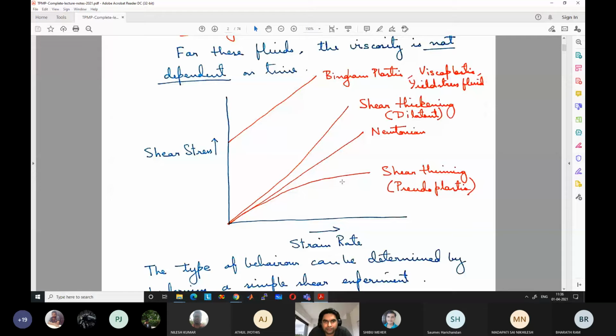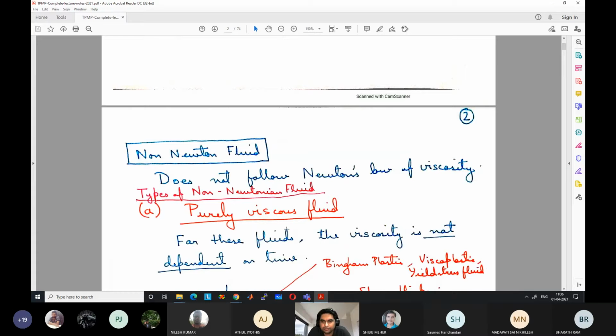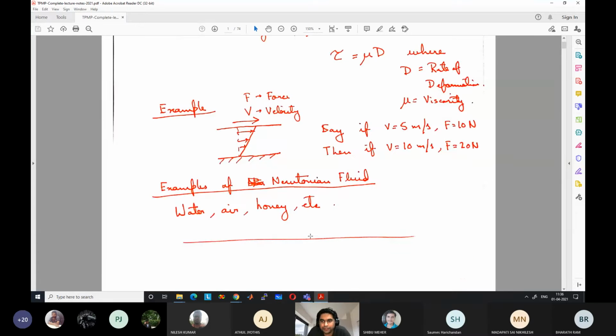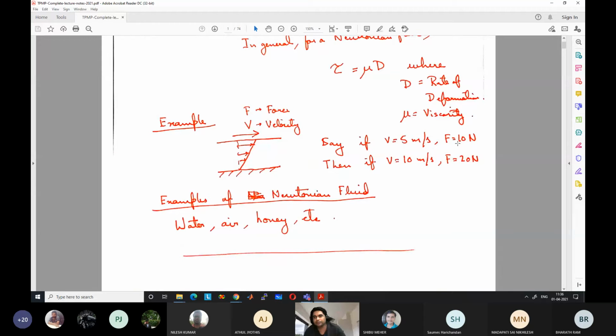So if I come back to our experiment here, if the velocity was 5 meter per second and the force was 10 Newton, if I increase the velocity to 10 meter per second, instead of the force being 20 Newton, it will be somewhat less than 20 Newton. Maybe it will be 15 Newton or 18 Newton, but it will not become twice. Okay. So with increasing deformation, the force does not increase linearly. It increases at a rate which is less than the linear rate. This type of fluid is known as shear thinning fluid or pseudoplastic.